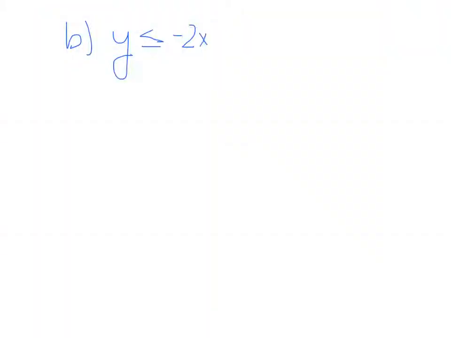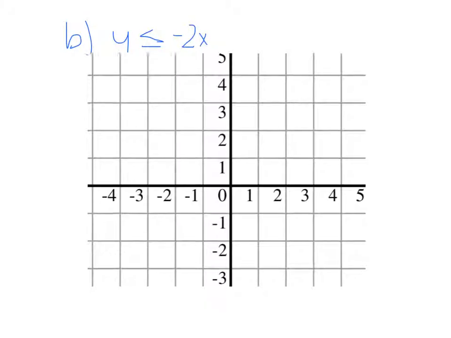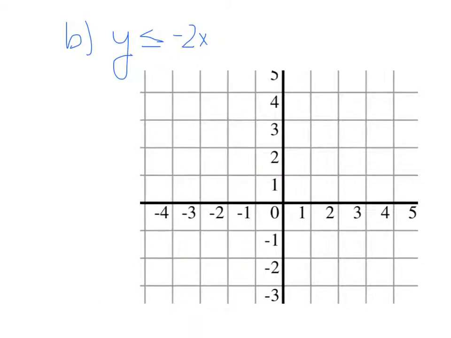So let's try this example. Let's just do example B. Example B, we have the inequality y is less than or equal to 2x. So my y-intercept would be 0. My slope is 2 over 1, up 2 and to the right 1. It would be a solid line because a solid line represents solutions.